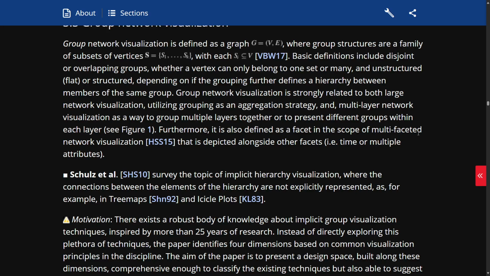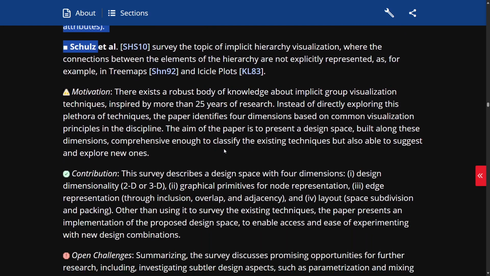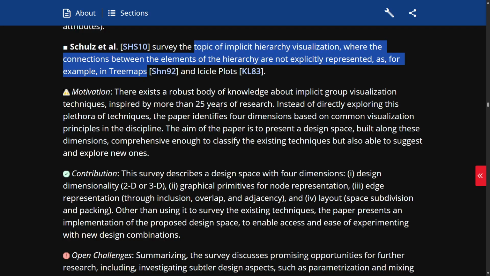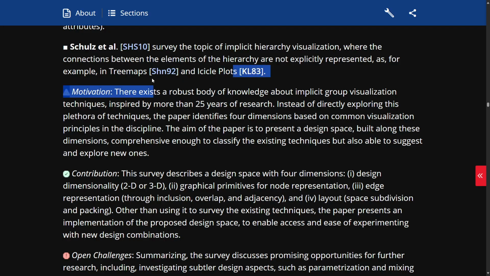Group network visualization is strongly related to both large network visualization, utilizing grouping as an aggregation strategy, and multi-layer network visualization as a way to group multiple layers together or to present different groups within each layer. See Figure 1. Furthermore, it is also defined as a facet in the scope of multifaceted network visualization, that is depicted alongside other facets, i.e. time or multiple attributes. Schultz et al. survey the topic of implicit hierarchy visualization, where the connections between the elements of the hierarchy are not explicitly represented, as, for example, in tree maps and icicle plots.